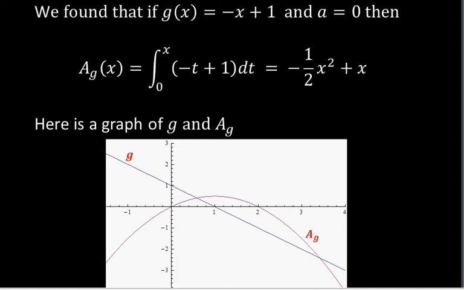In the last video, we looked at the graph g of x equals 1 minus x, the line there, and we let a be equal to 0 and determined the formula for the area function a sub g of x. And we got minus 1/2 x squared plus x. Here I've graphed them both together for you so you can see the line and the parabola on the same axes.